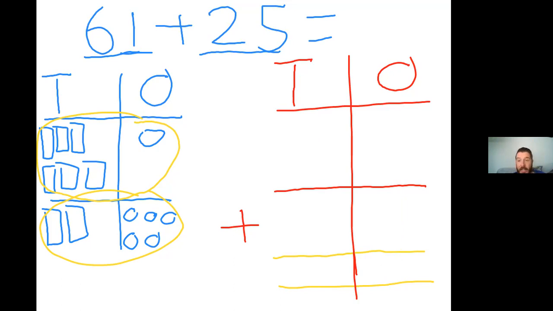So what's our first number? Our first number is 61, which is 6 tens: 1, 2, 3, 4, 5, 6, and 1 one. You can see there, we've got the 6 in the tens column here, and we've got the 1 in the ones column. Okay.